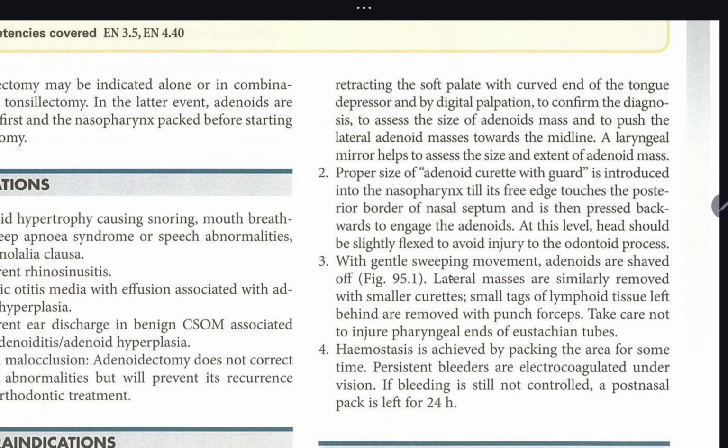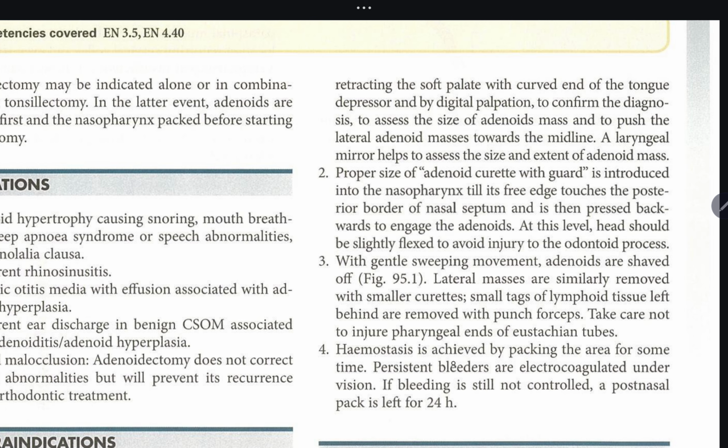3. With gentle sweeping movement, adenoids are shaved off. Lateral masses are similarly removed with smaller curettes. Small tags of lymphoid tissue left behind are removed with punch forceps. Take care not to injure pharyngeal ends of eustachian tube.